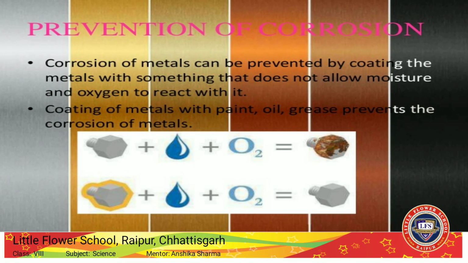Next, prevention of corrosion. Corrosion of metals can be prevented by coating the metals with something that does not allow moisture and oxygen to react with it. Coating of metals with paint, oil, grease prevents the corrosion of metals. To prevent corrosion, meaning not letting corrosion happen, we can coat the metals with the help of paint, oil, grease, etc.